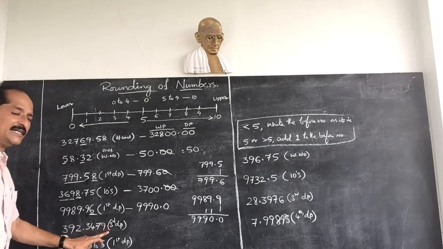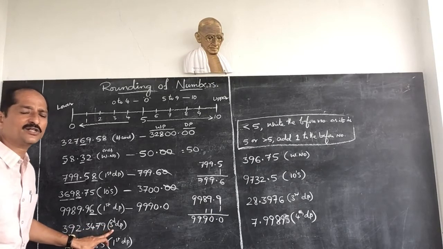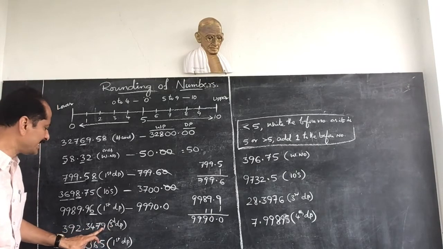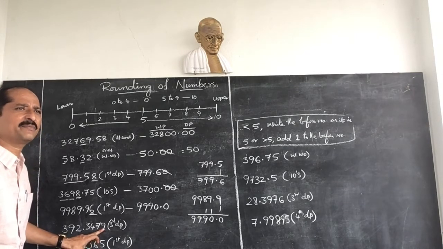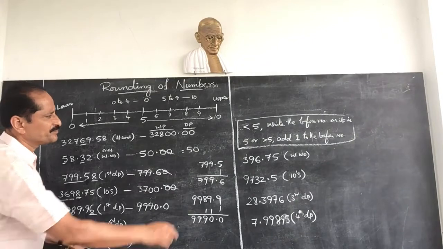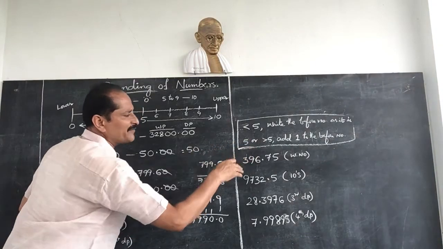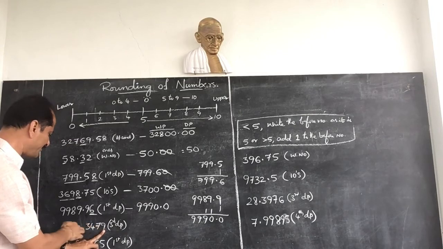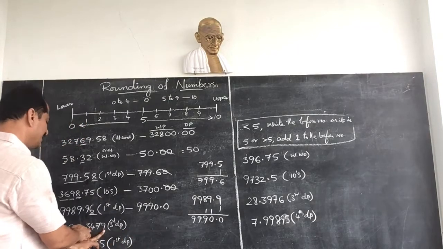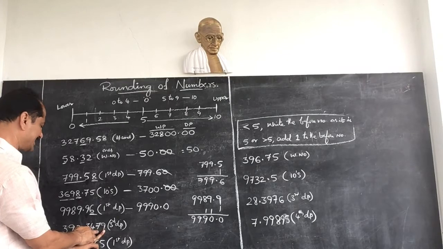Next, the third decimal place. Round off this number to the nearest third decimal place. We should see the next lower place than the third decimal place, which is the fourth decimal place. The digit in the fourth decimal place is 9. If it is 5 or more than 5, add 1. Here 9 is more than 5, so add 1 to the before number. What is the before number? 347. Add 1 to 7 and it becomes 8. So the answer is 392.348.